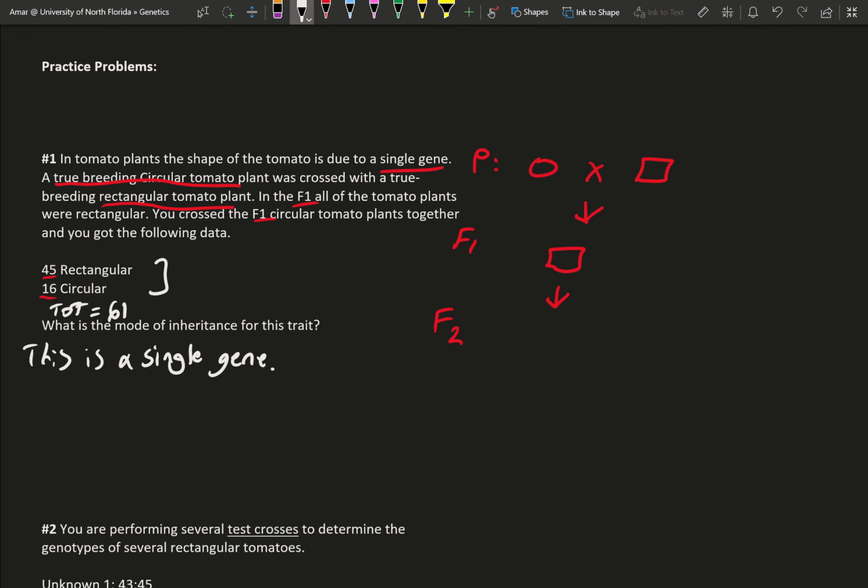From this data set, what people typically start off with is 45 divided by the total, and they get some sort of number, in this case around 0.73, something like that, and then 16 divided by 61, they get around 0.27 or something like that. Basically they look at that data and they're like, oh, so it's three-fourths of them rectangular and 1/4 of them circular. And that's fine. You can do this problem this way.